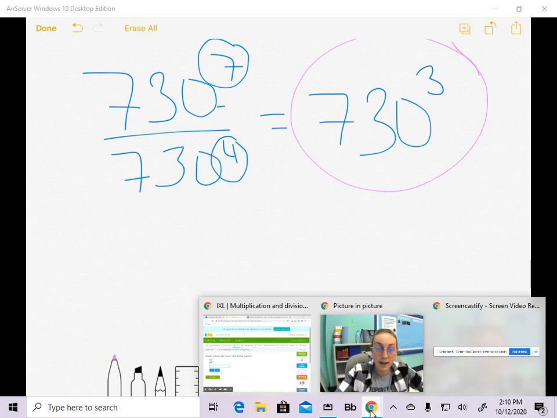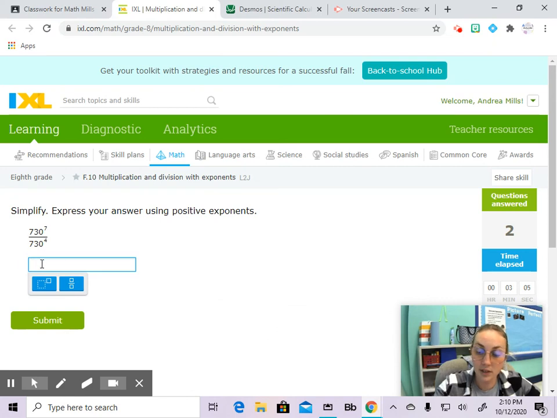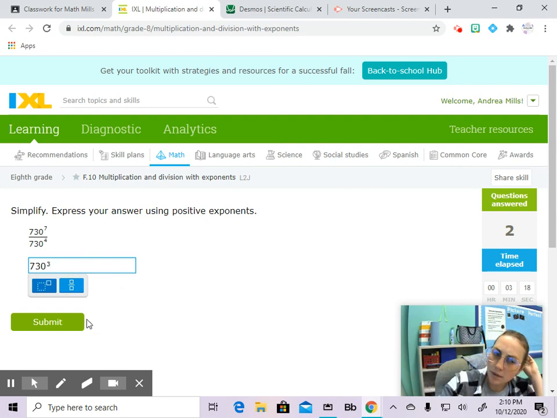So again, we can go back and put in 730, then hit this button right here for the exponent, and we're going to type in that 3. Okay. Again, if the exponent is positive, that's the end of the problem. I'm hoping the next problem we have an example of what happens when you have a negative exponent.